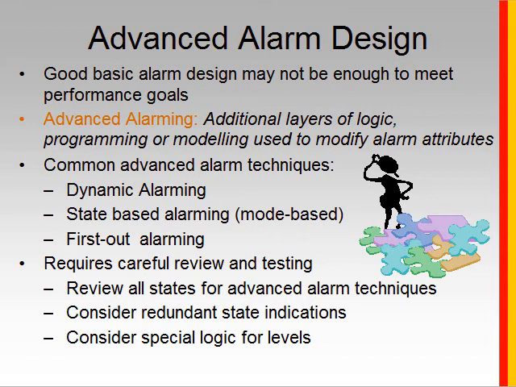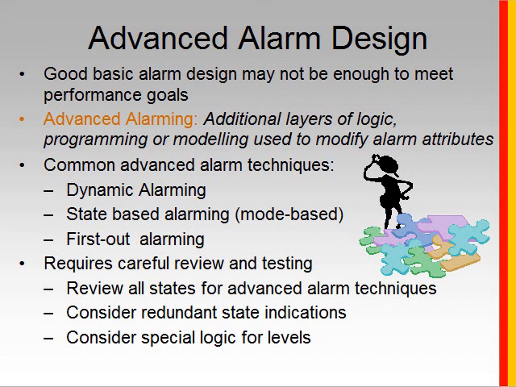The third activity in the design stage is called advanced alarm design. You may find that even if you follow all the best practices in the basic design and such, you're not getting the performance that you want or that you need. And in this case, we move to advanced alarm design, which is where we add layers of logic and programming to control or modify alarm attributes. We may change the set point or the limit of alarms. We may enable or disable them, or we may change the priority based on plant states or things that we're detecting.